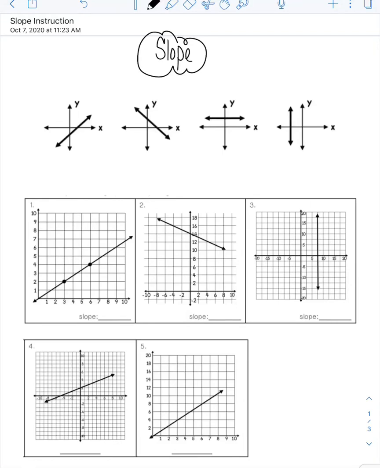Hey guys, today we're going to take a look at finding slope from a graph. So first we need to understand what is slope. Well, slope is simply the steepness of a line.